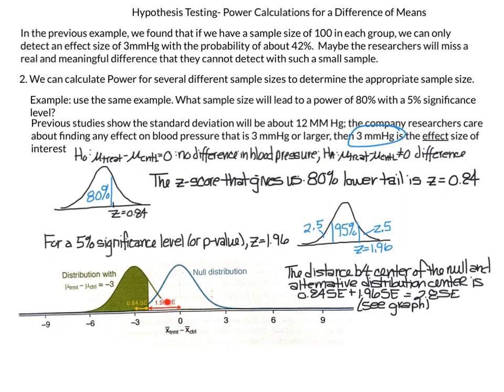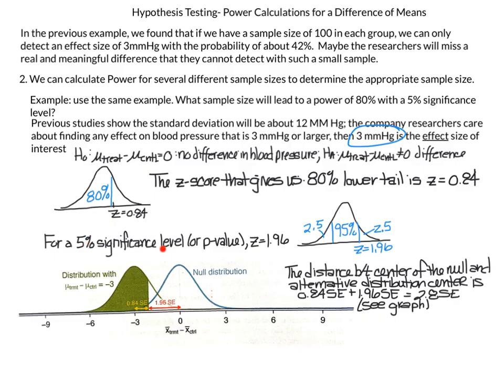But now, because we have this new distribution, we're extending this over by our z-score on our new distribution of 0.84. So for our new distribution, we have from the mean 0.84. So this now is the extension, how far we're going to extend our do not reject, H naught. So the distance between the center of the null and the alternative distribution center is our 0.84 standard errors from our new distribution, our working hypothesis, and our 1.96 from our normal distribution using our 5% significance level.